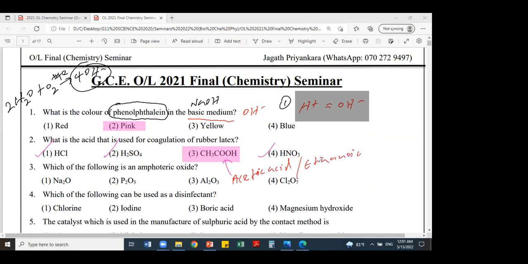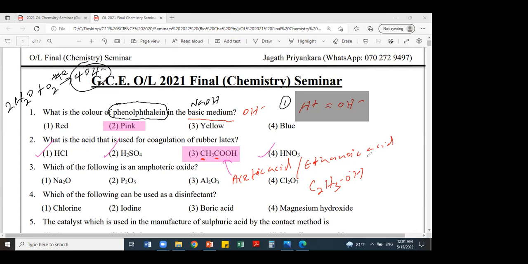Ethanoic acid. Eth means 2 carbon. Ethanol, ethanoic, C2. C2H5OH, ethanol. Here also there are 2 carbon, 1, 2. Ethanol. Ethane, C2H6. Ethene, C2H4. Eth means 2 carbon. Ethanol, ethanoic acid, ethene, ethyne, ethanoic acid.